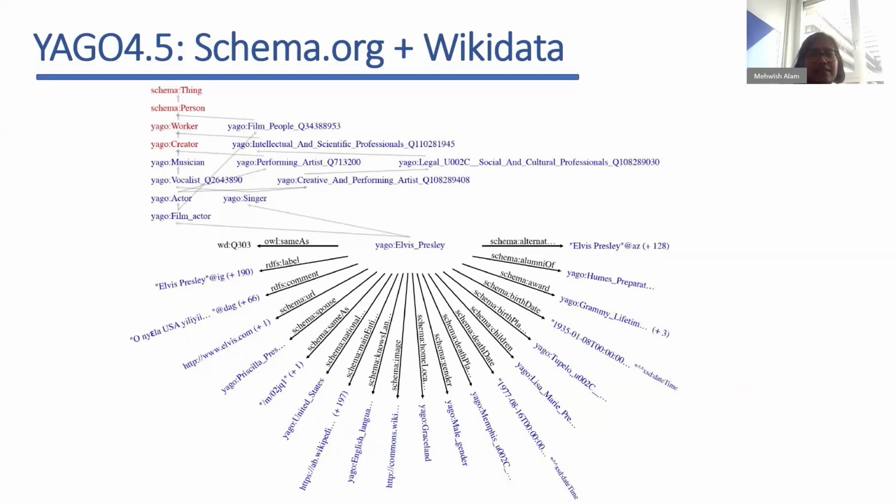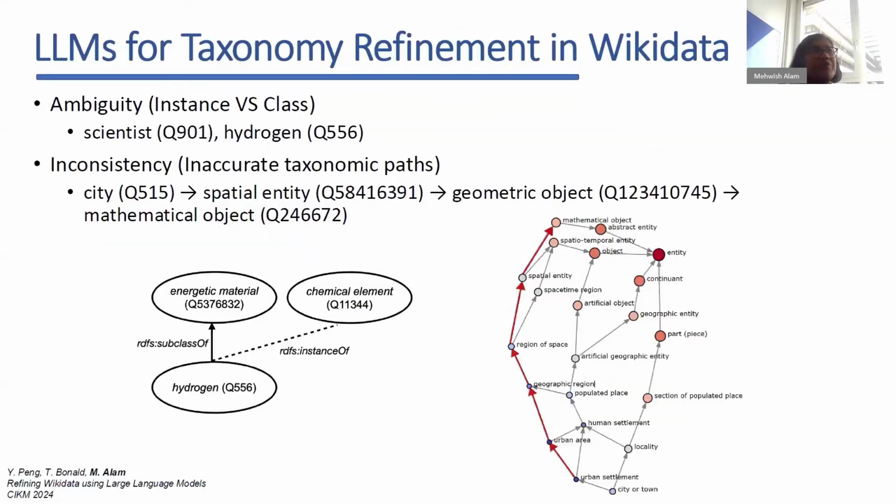And then it got recently released, but then we thought, why not LLMs? Why don't we do that? So we moved on from manual curation to curation with the help of language models. If you see the example, you have hydrogen, which is some energetic material, and then you have chemical element. In many cases, for example, you have city, which is spatial entity, which becomes geometric object, which becomes mathematical object. If you do the inference in this way, city is not a mathematical object. So you have this kind of problem there.